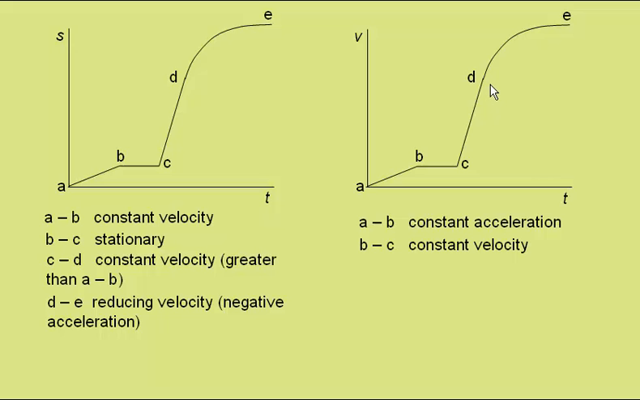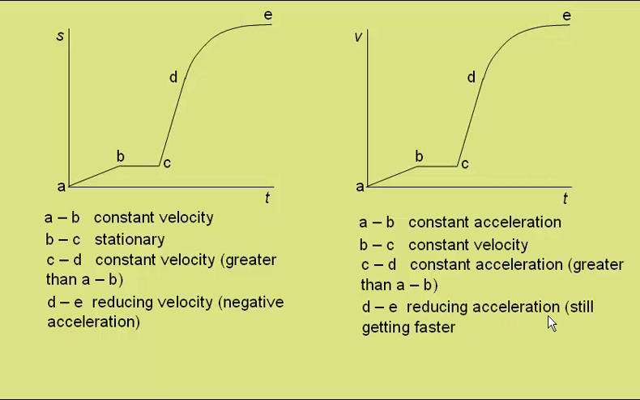From C to D we have this steep straight line upwards, which is a constant acceleration, but a greater value than it was from A to B. D to E now, the acceleration is reducing, but don't forget the object is still getting faster, just at a lower rate.